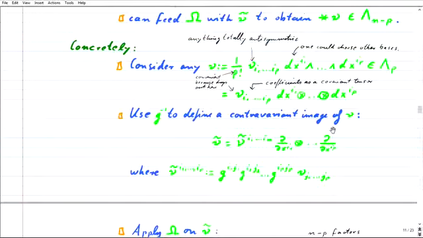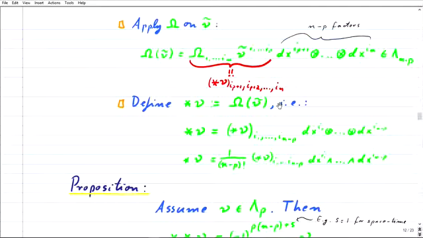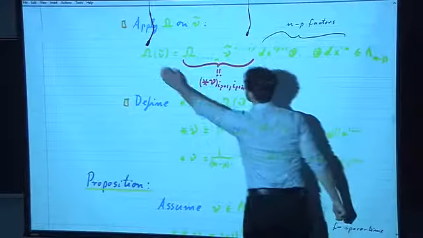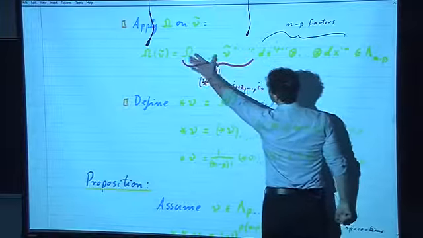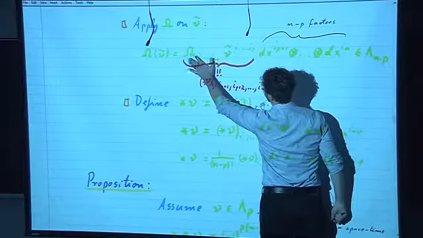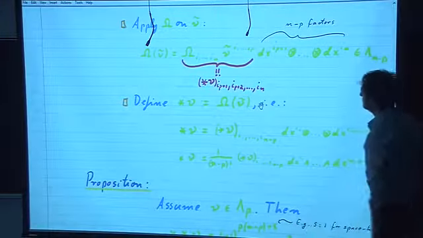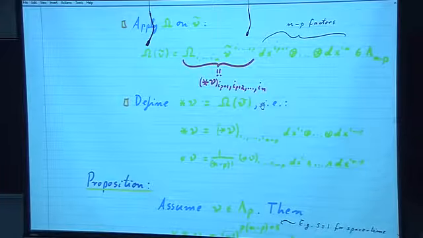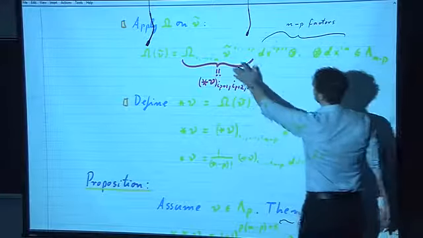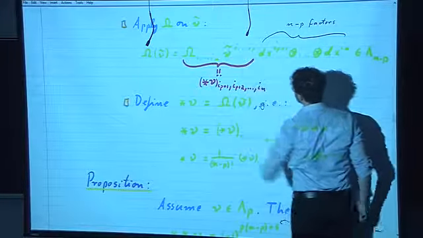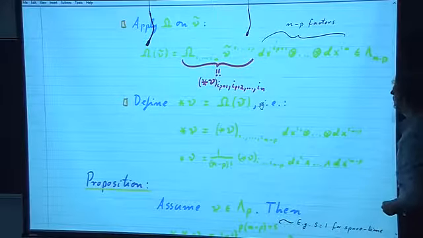Raised using the metric. Now, we feed this contravariant p tensor into the volume form. So we plug the nu tilde into the omega. Omega of nu tilde is given by the coefficient functions of the volume form, these are the coefficient functions of the nu tilde.